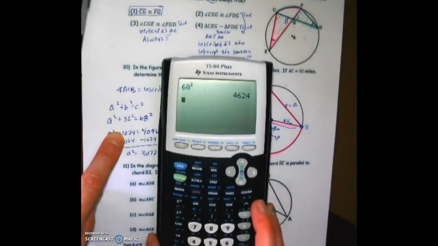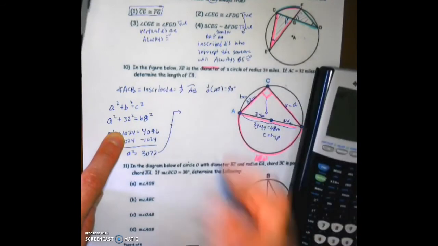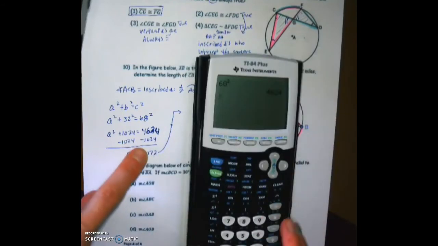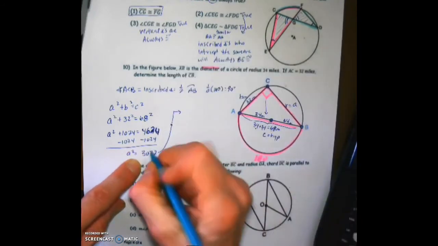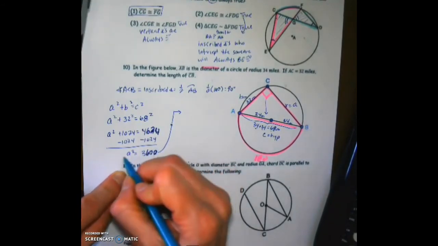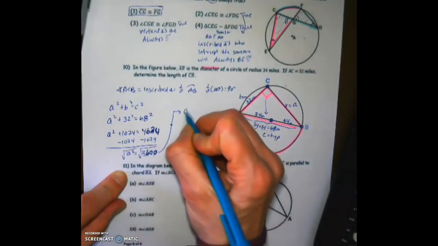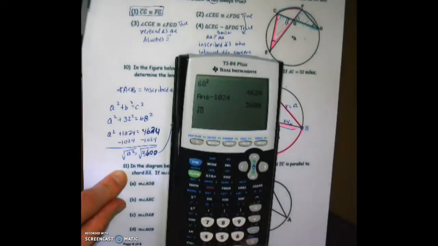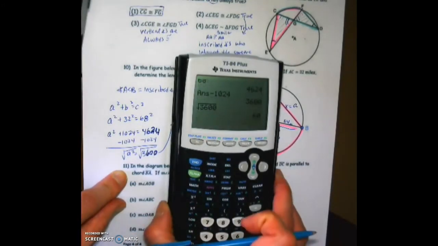68 squared is, how about 4,624? Sorry about this. And now, when we take 4,624 and we subtract 1,024, we end up with 3,600. That sounds much better. Okay. So the opposite of squaring is square rooting. So therefore, A, which I said is CB, the square root of 3,600 is 60.